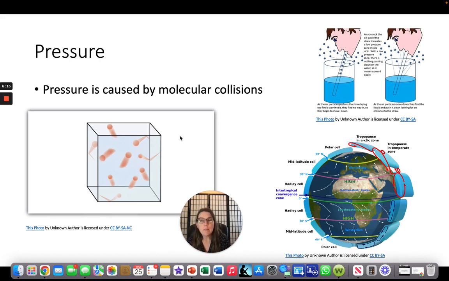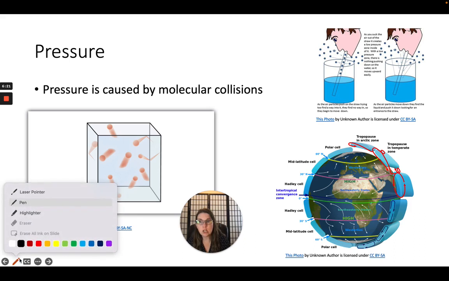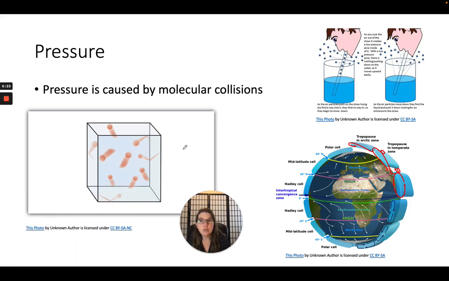Now, pressure also has to do with differences in pressure. When there are differences in pressure, then fluids move. And remember, fluids can be a liquid or a gas.